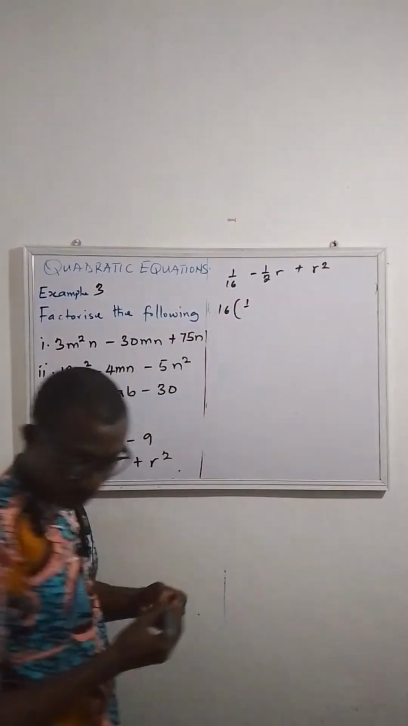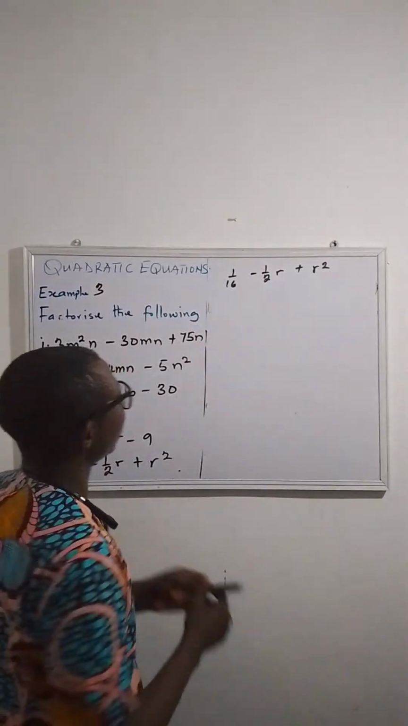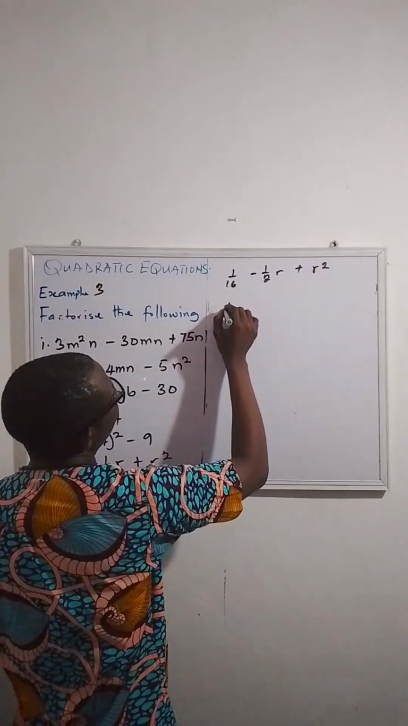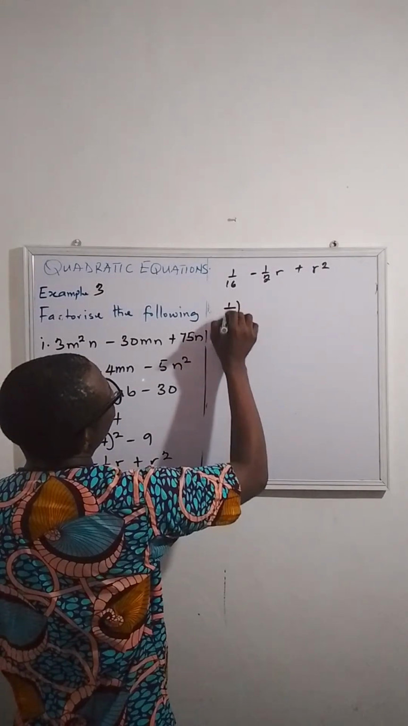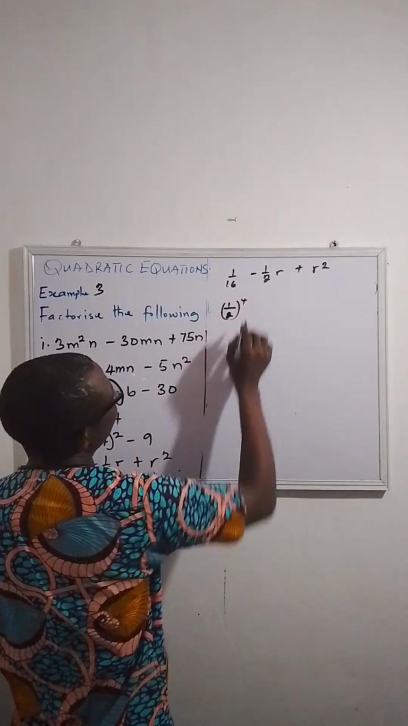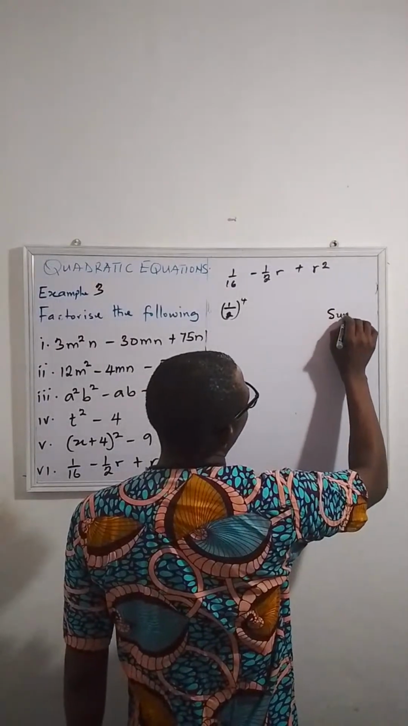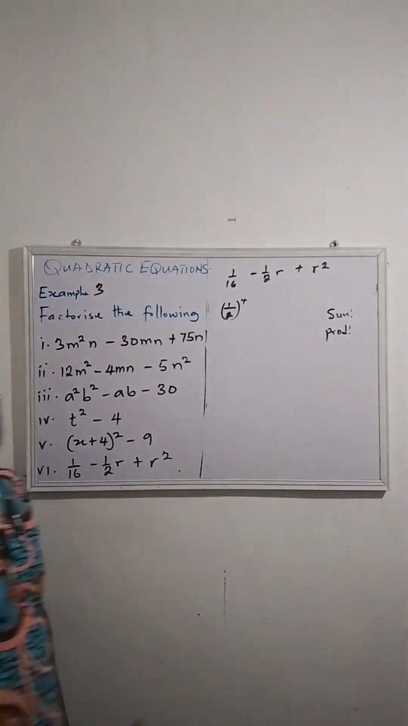Now let's use this method. This one is going to be easier. So now this can be written as 1 over 2 raised to the power of 4. It's possible for me to write it this way. But let's get the sum and product. Let's follow the normal routine so that we are not going to mix things up.